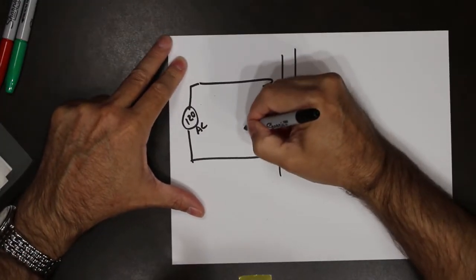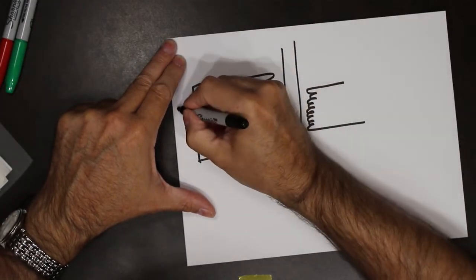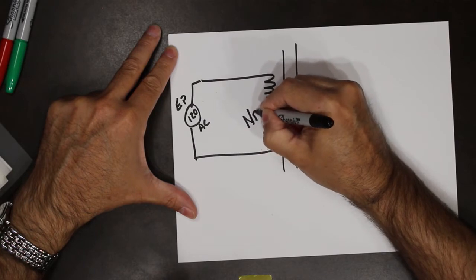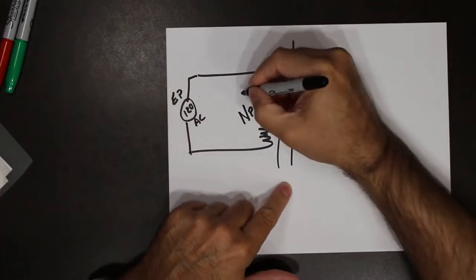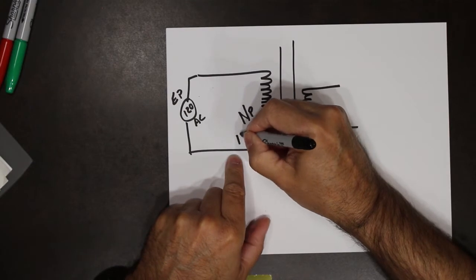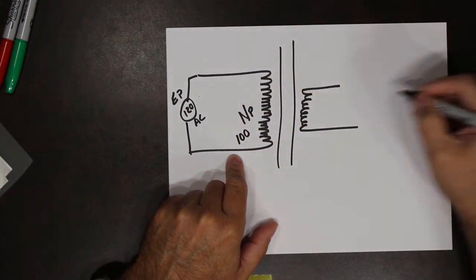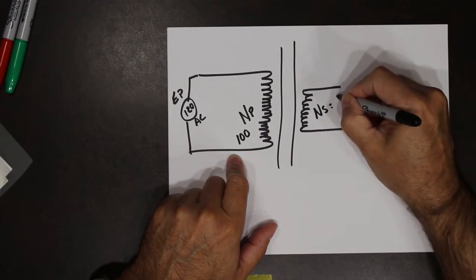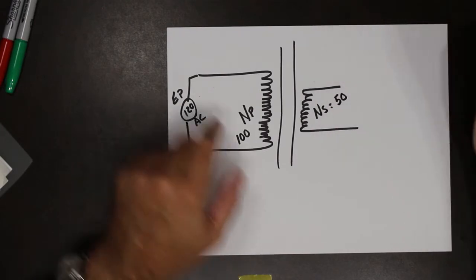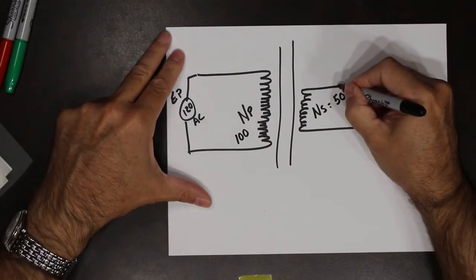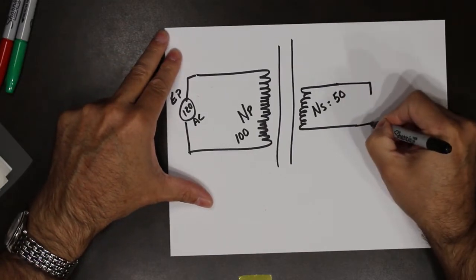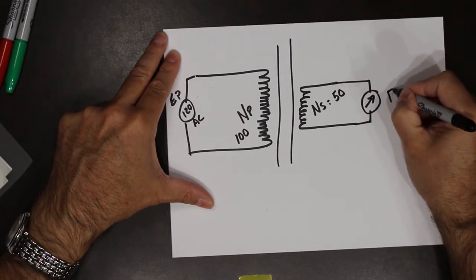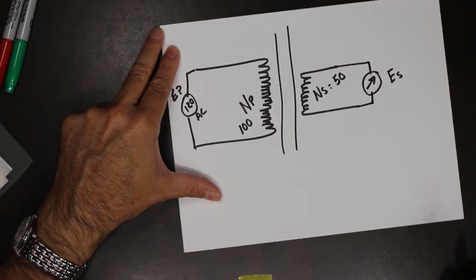We have a primary with turns, so this would be E primary. This is N primary. So I'm going to say we have 100 turns. N of the secondary is going to be 50 turns. What is the voltage on the secondary?